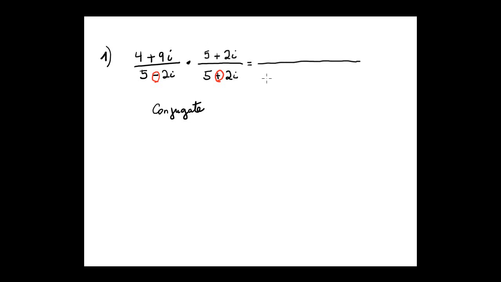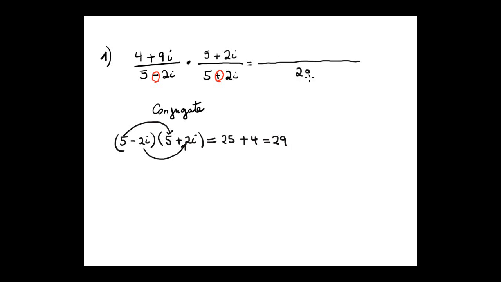Let's do the multiplication. The multiplication of two conjugate numbers times 5 plus 2i is always, so the shortcut to do it fast is multiply only real part and imaginary part. 5 times 5 is 25, always plus. 2 times 2 is 4. The answer is 29. Okay, this is a shortcut.